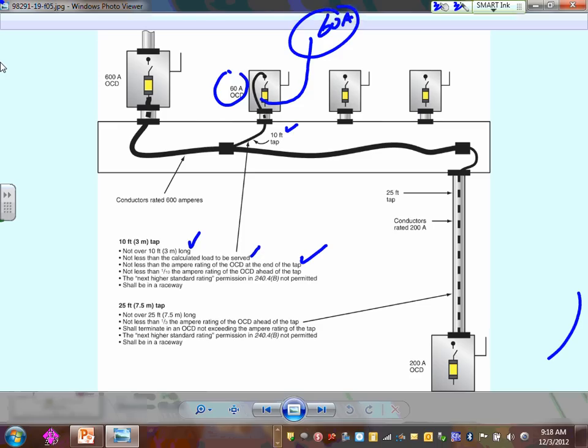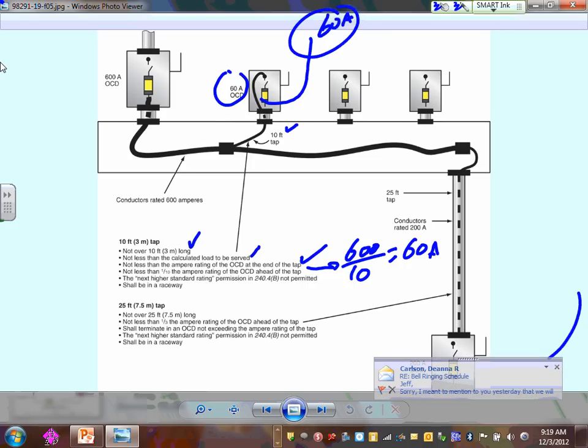This one here is very easy. Take the 600 divided by 10, equals what? 60 amp. This is the smallest conductor that you can tap out of this feeder. That's a rule. And then the next highest standard rating is permitted. Also, you have to put them in raceways. The conductors have to be in raceways.